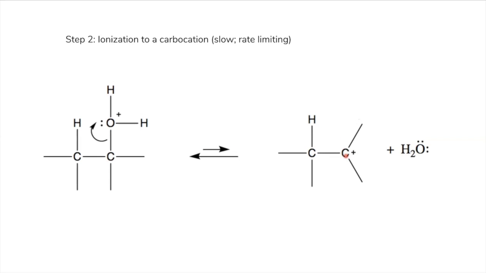So we can look at the arrows here. We see these electrons moving to the oxygen, so it can leave as water. And we have the carbocation left right here. And this step is the slow step of the reaction, the formation of the carbocation, and therefore it is rate limiting for the reaction.